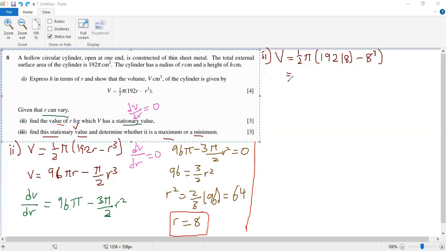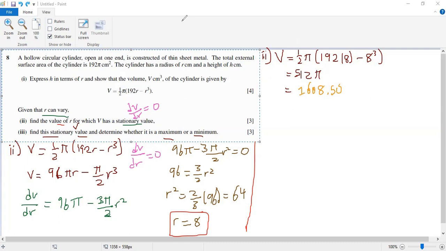And this is just some calculator work. Let's put it in the calculator: 192 times 8, minus 8 to the power of 3. Ta-da! You get 1024. Divide by 2. You may want to write this as 512 pi to be more accurate. Then times pi, so it became 1608. Just put this, the decimal place doesn't matter. Just check with the exam board on that year whether they're going to penalize for that. Those are trivial things for me.